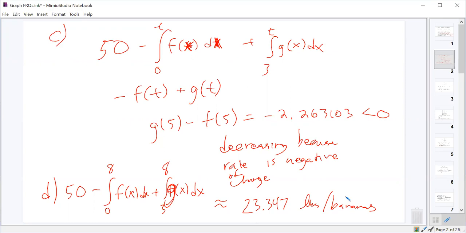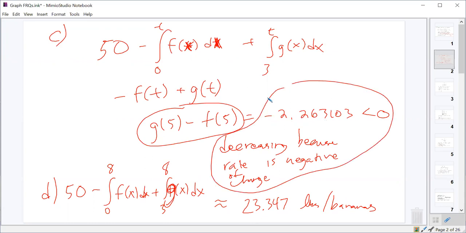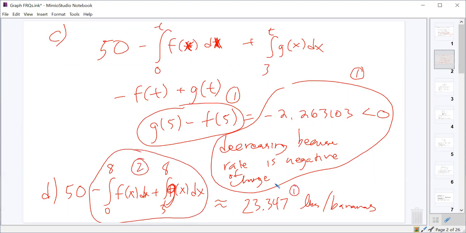And as far as points go, for part C, that was worth 2 points. One if you looked at g of 5 and f of 5 at all, and then 1 point for your answer with your reasoning. And then for part D, that was worth 3 points. They gave you 2 points if you set this integral up correctly, and then 1 point for the final answer. So making sure that you remembered to include the initial condition, which, if you forgot, you'd end up with a negative number of pounds of bananas on the table, which doesn't make a lot of sense.